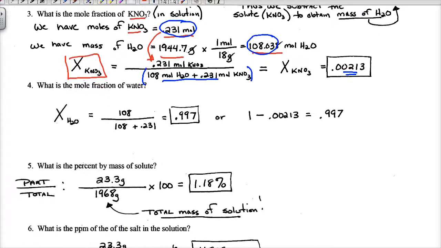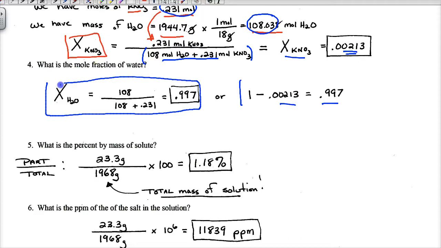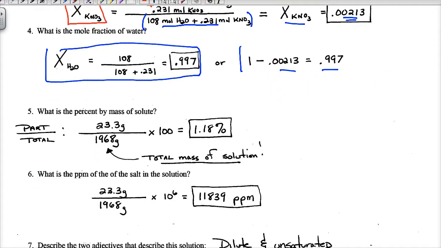What's the mole fraction of the water? Well, it's easy. If you know the mole fraction of your solute, the mole fraction of the water is 1 minus that. If you want to figure it out mathematically, you can, but you can certainly subtract it from 1. Okay, this is pretty simple stuff. You need to go through this.